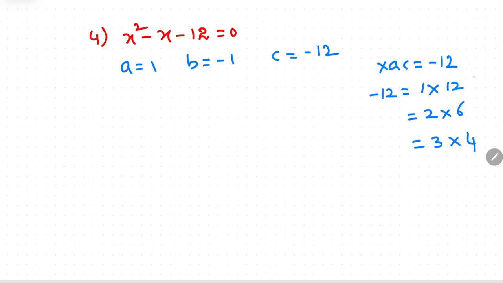Now to decide which one is negative, come to the b value. If it is negative, the highest value will be negative, therefore the least will be positive. Now on addition of these numbers we should get the b value. So 1 minus 12 is minus 11, so not possible. So minus 4 plus 3, we are getting minus 1. Okay, we are getting the b value.